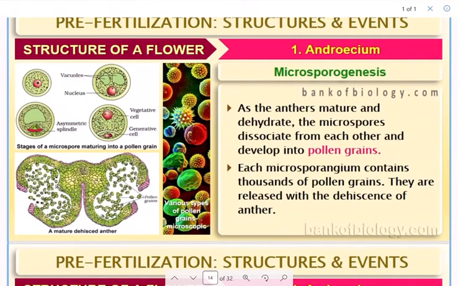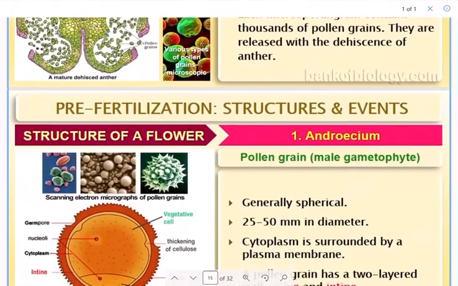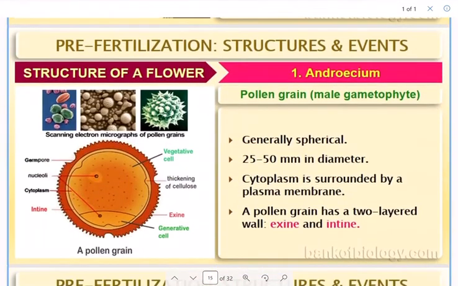When the microspore matures into a pollen grain, it gets two cells, vegetative cell and generative cell. Now on maturity, you can see the anther gets matured and dehiscence takes place. Thousands of pollen grains will be released into the atmosphere. And what about the structure of pollen grain?